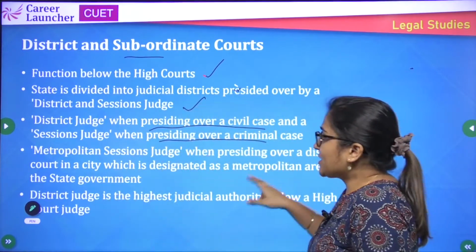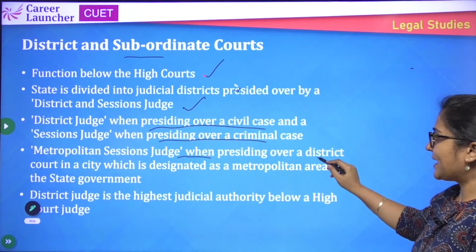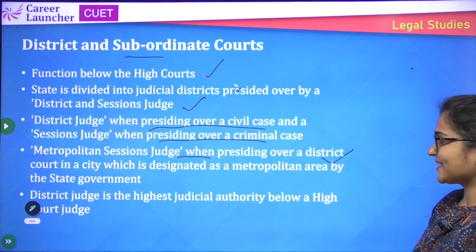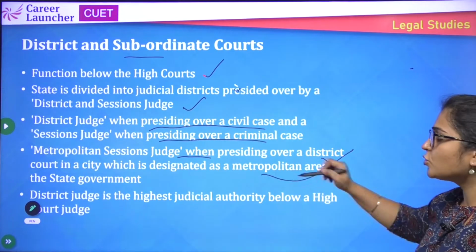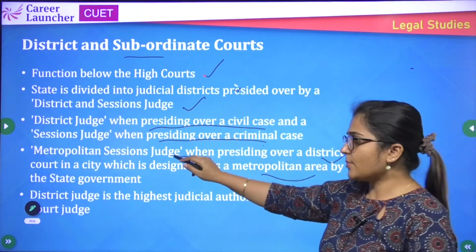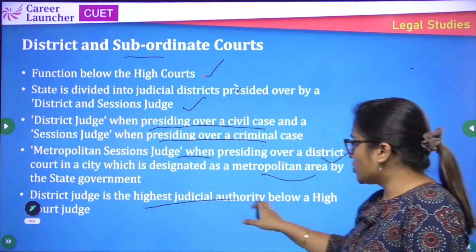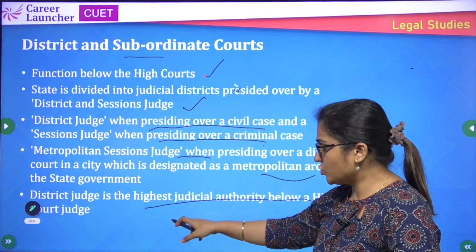Okay, so what is being stated is that below this we have the metropolitan session judge, when presiding over a district court in a city which is designated as a metropolitan area. There you don't call it a session court or a district court, you call it a metropolitan session court. Then the district judge is the highest judicial authority below a high court judge.